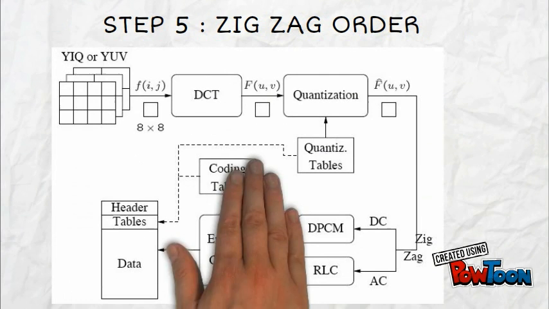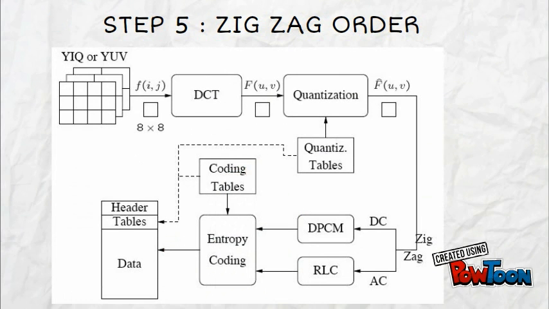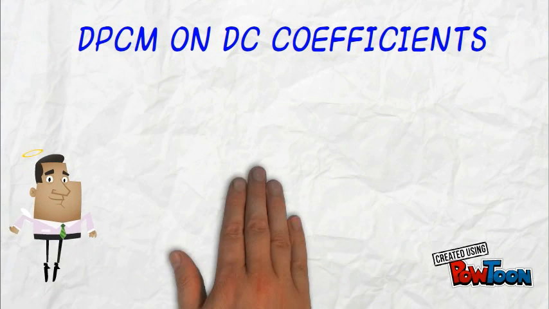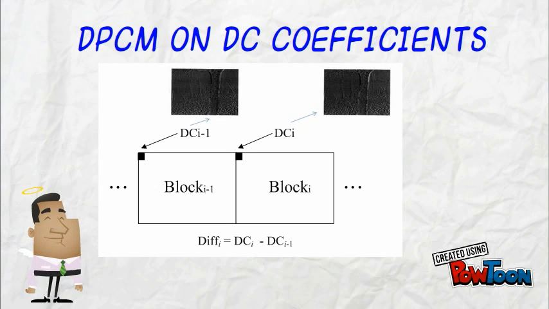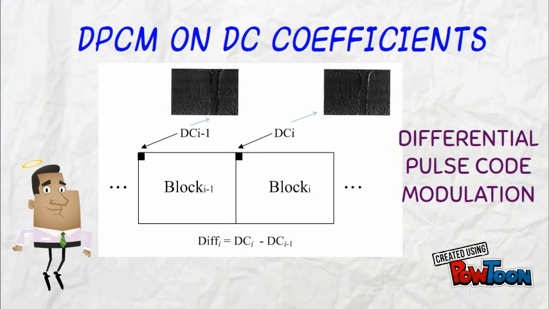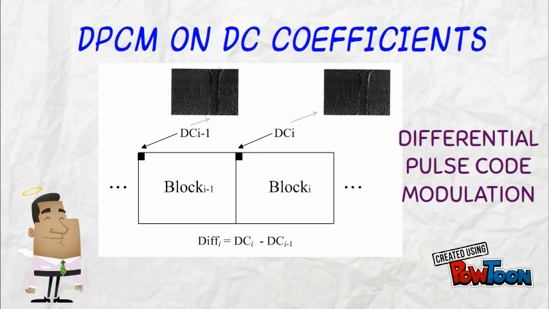The last step is zigzag order. It is divided into two, which are the DC coefficient and the AC coefficient. The DC coefficients are coded separately from the AC coefficients. Differential pulse code modulation is the coding method.